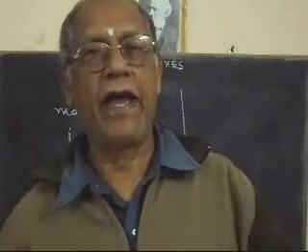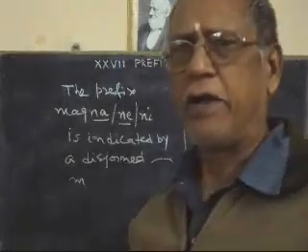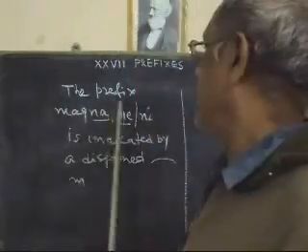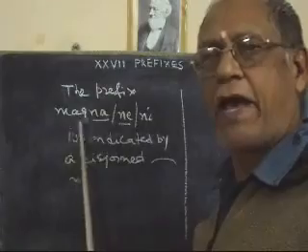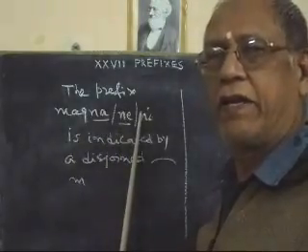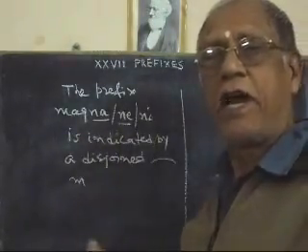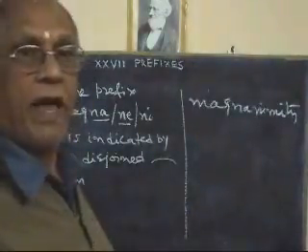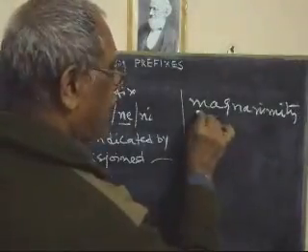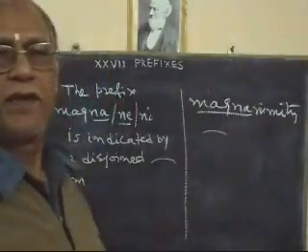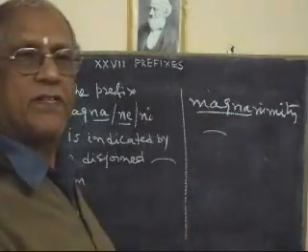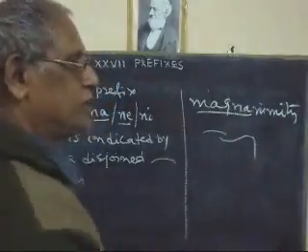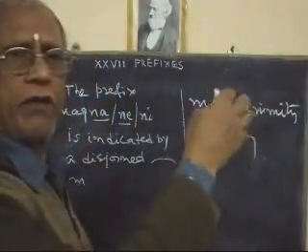Magna, magne, magni. Not in many words, sometimes. So that we can write the sound quickly. The prefix magna, magne, magni is indicated by the disjoined stroke M. Magnanimity. Magna, what is the remaining sound? Nimity. Magna, don't put any vowel sign.